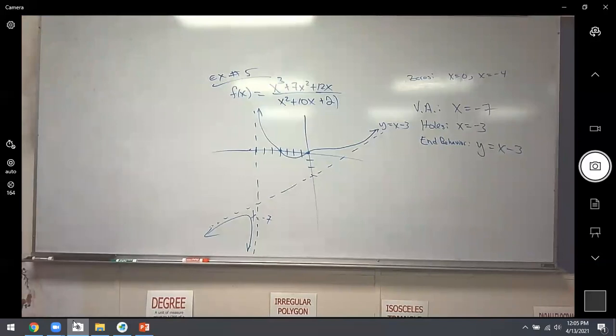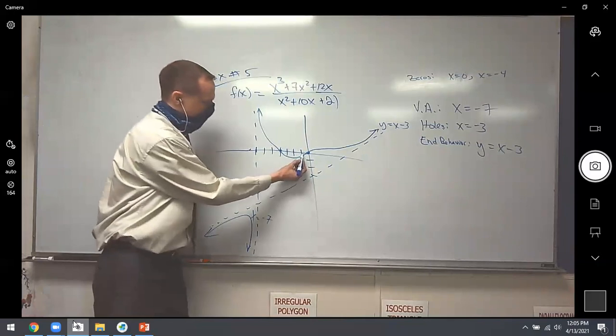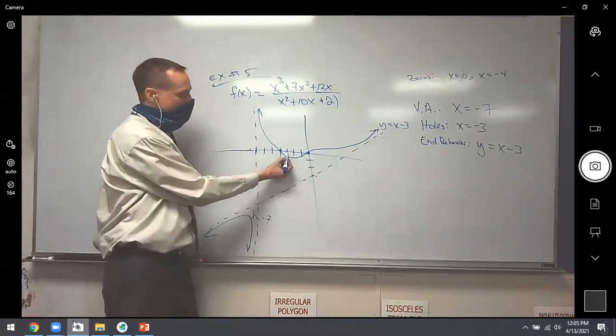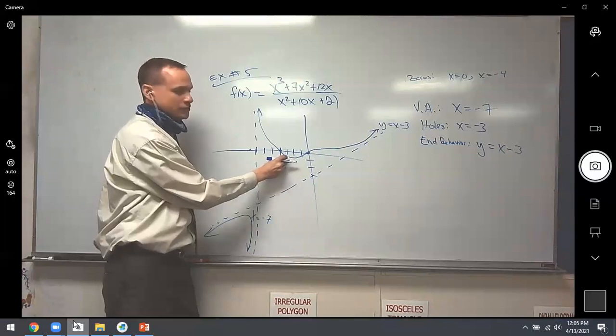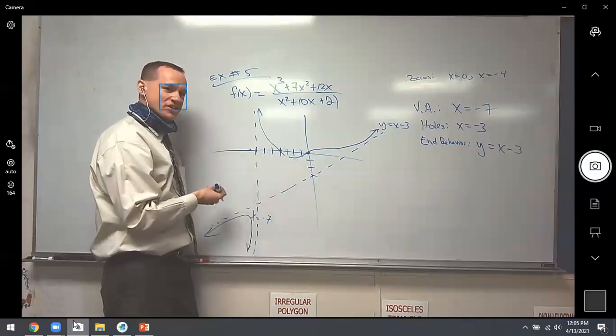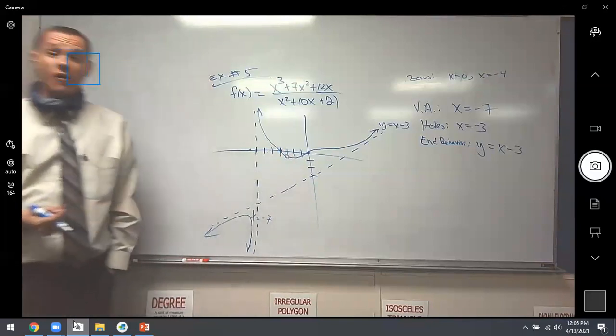Okay. Now there's one thing we never really talked about. The hole. That's the last thing you do. Here's how you do it. It's really simple. Where's the hole at? -3. You go to where -3 is. 1, 2, 3, right here, correct? Wherever the graph is at that spot, you erase it. It doesn't exist there. And you draw a little hole.